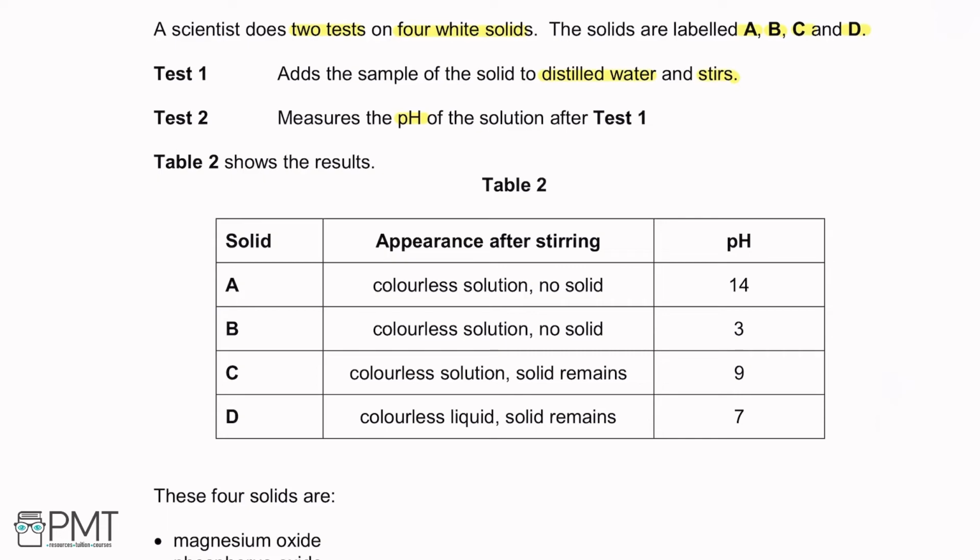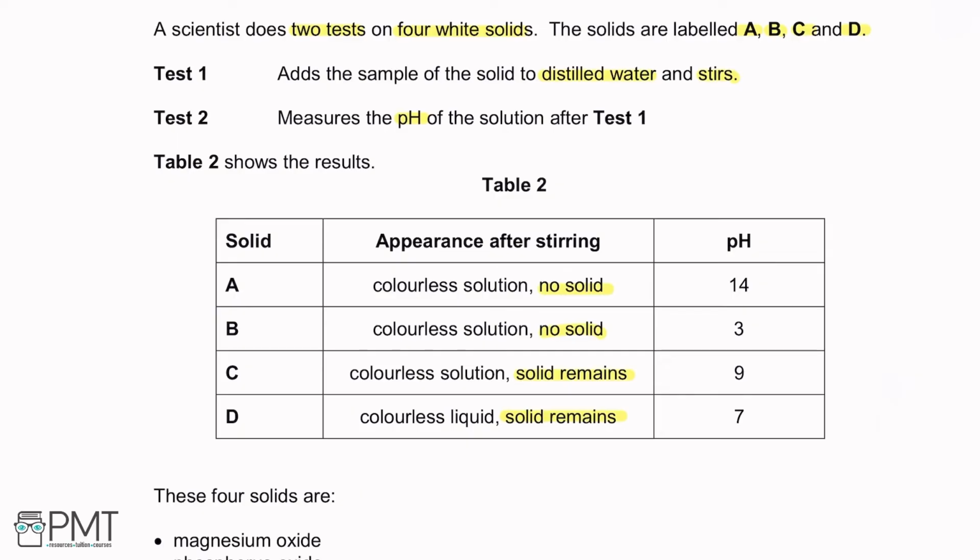So here we've got solid A, B, C and D. We have appearance after stirring and pH. So we have colourless solution and colourless liquid for D. But note that for solid A and B, no solid remained after stirring. But for B and C, there was some solid which remained. So that's going to be important when we come to answer this question.